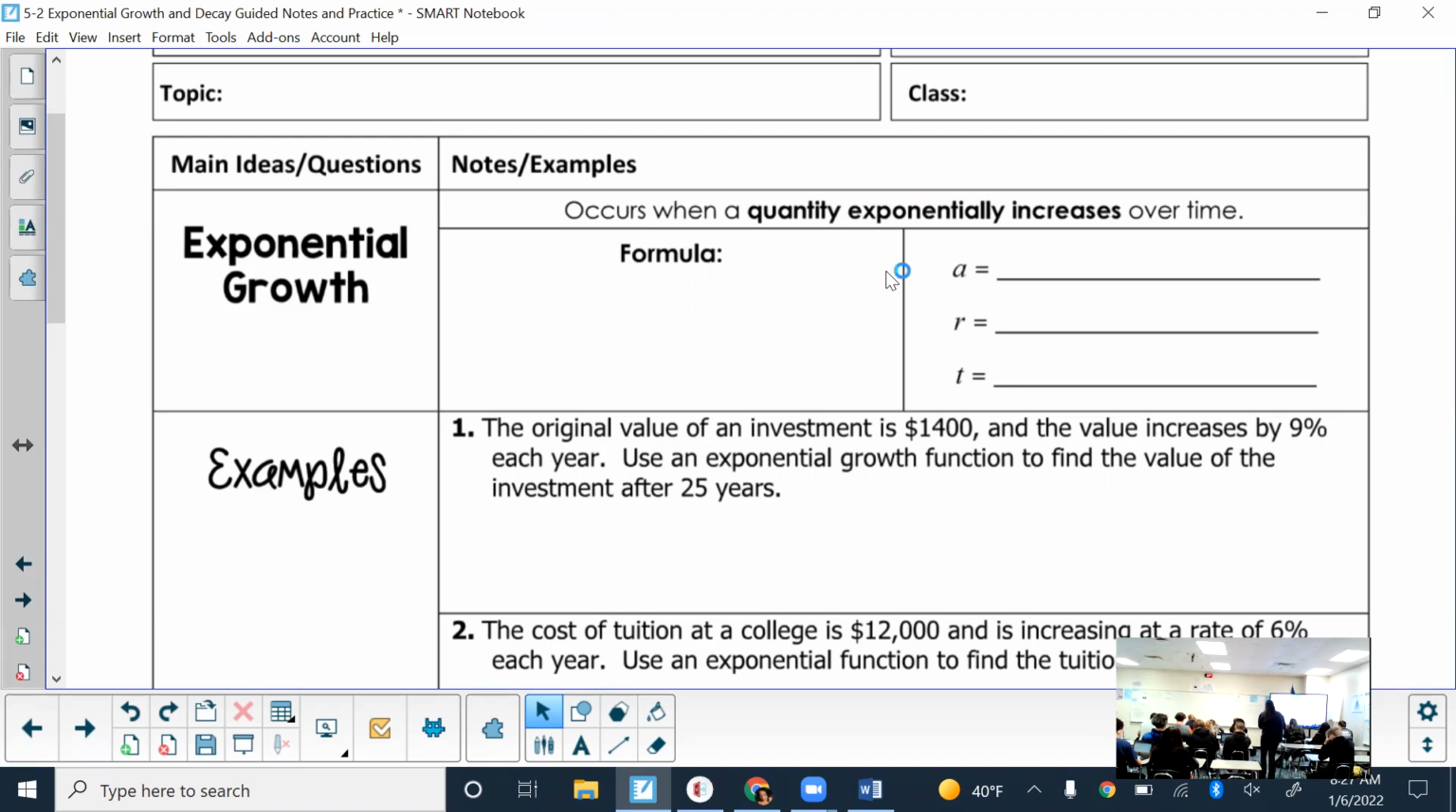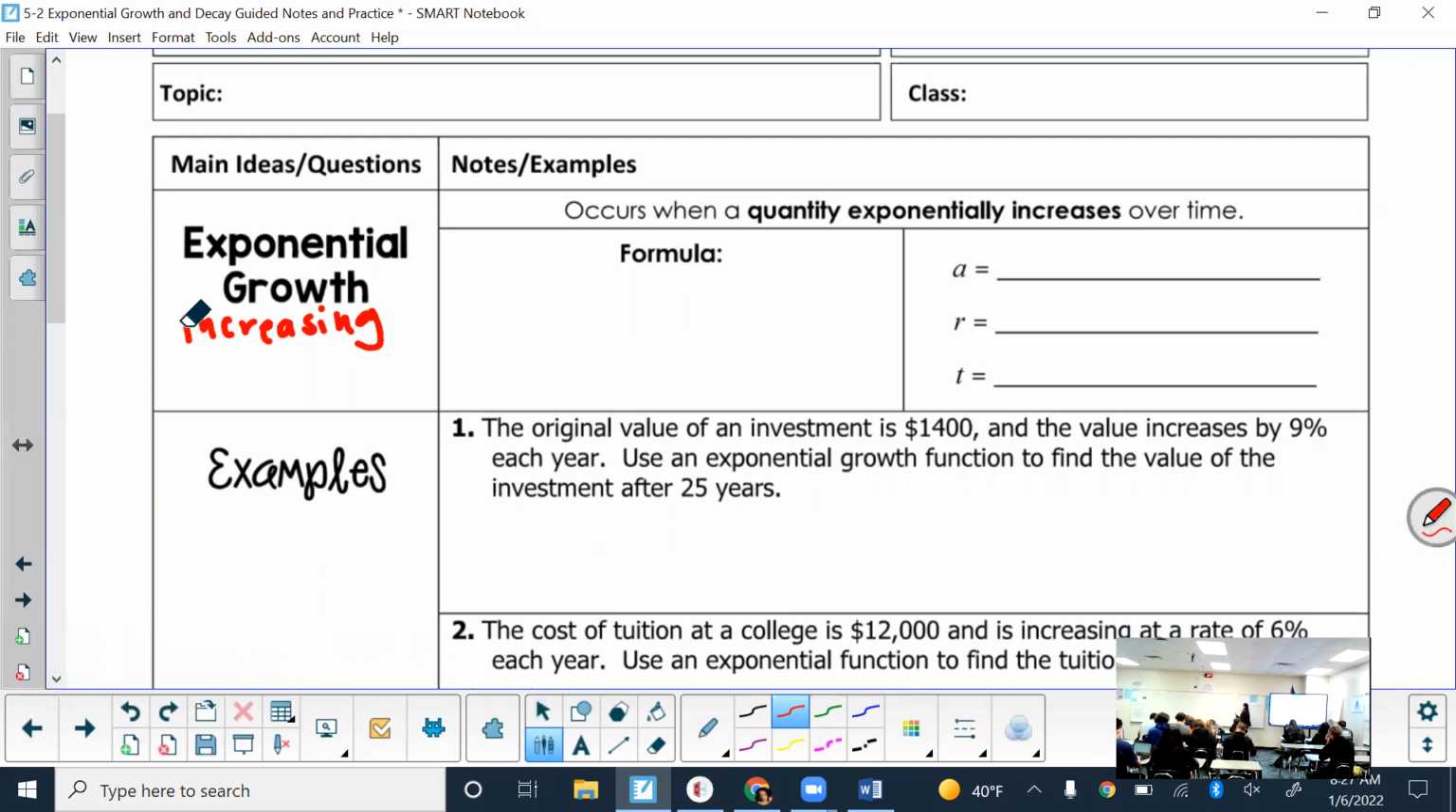All right, so is growth increasing or decreasing? Increasing. So anything that is increasing, that is growing, you're going to use this formula. All right, it's y equals a(1 + r)^t, that is, y equals a, parentheses, 1 plus r, close parentheses, to the t power.